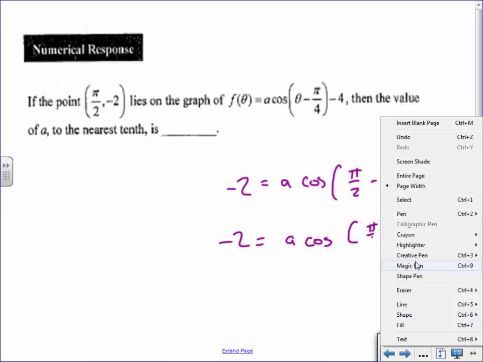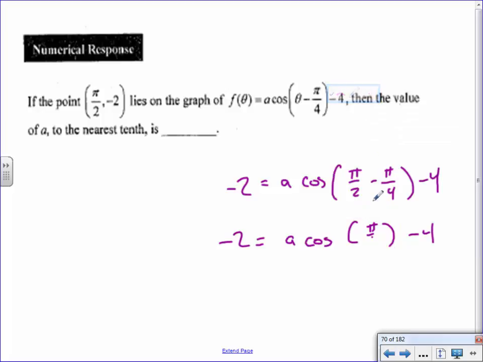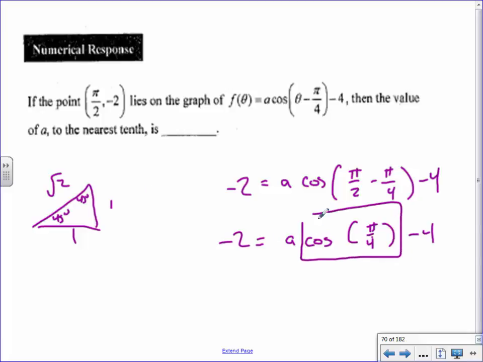What is pi over 4 equal to in degrees? 45. Okay, so let's say I give you a 45-degree triangle. It goes 1, 1, root 2. You guys remember that? So cosine is adjacent over hypotenuse. So I could take this whole cosine of pi over 4 bit and say that it's equal to the adjacent over the hypotenuse. I can just replace that whole mess there with 1 over root 2.